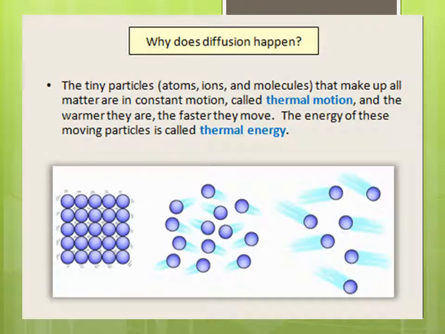Okay, why does diffusion happen? Tiny particles, atoms, ions, and molecules that make up all matter are in constant motion, called thermal motion, and the warmer they are, the faster they move. The energy of those moving particles is called thermal energy.